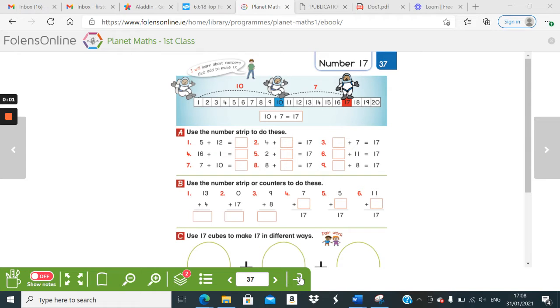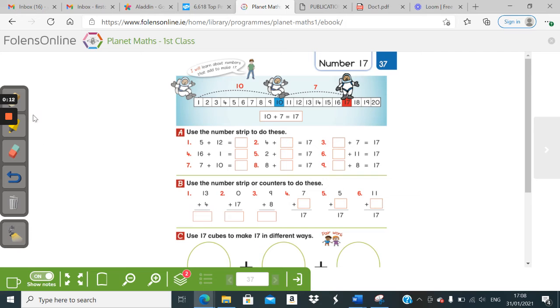Hi, first class, Mr. Dunk here, and we're looking at page 37 in our Planet Maths books, which is the second page on the number 17. So let's have a look at what we need to do. Just get my pencil. There we go.